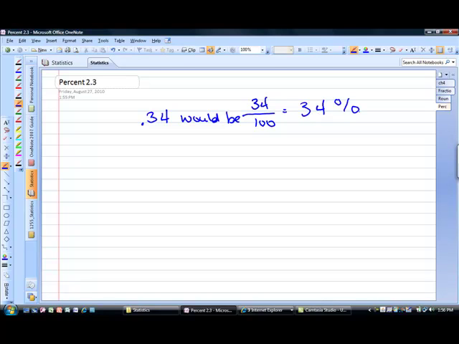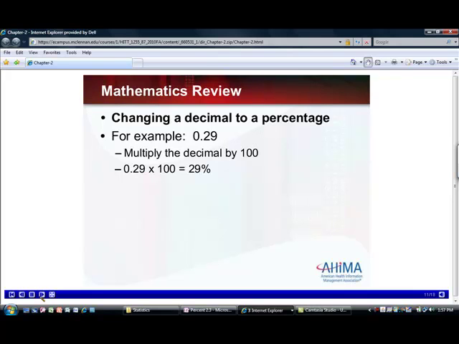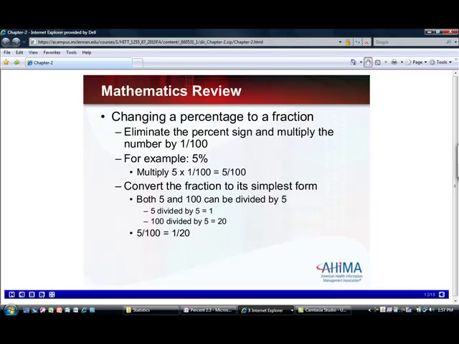To change a fraction to a percent, you divide the numerator by the denominator and you multiply by 100. For 1/2, you would divide 1 by 2 and multiply by 100. This would equal 0.5. If you multiply that by 100, that gives you 50%. If you're changing a decimal to a percentage, for example, if we have 0.29, you can multiply the decimal by 100 and you get 29%.